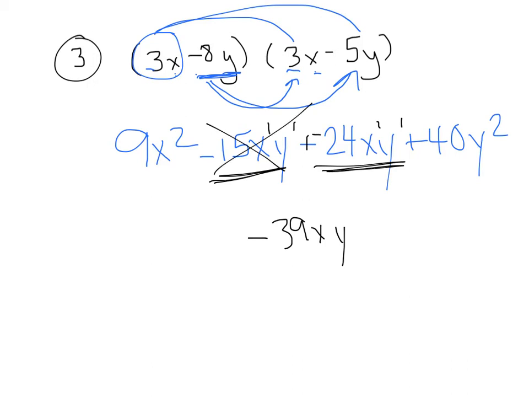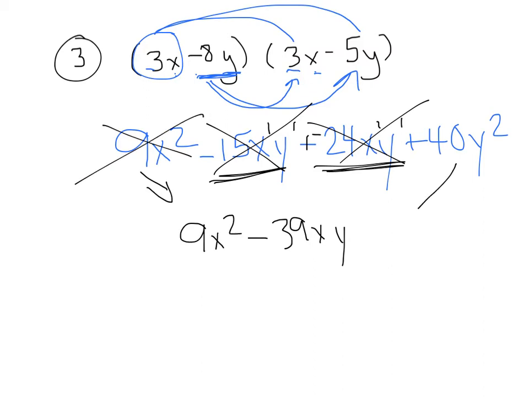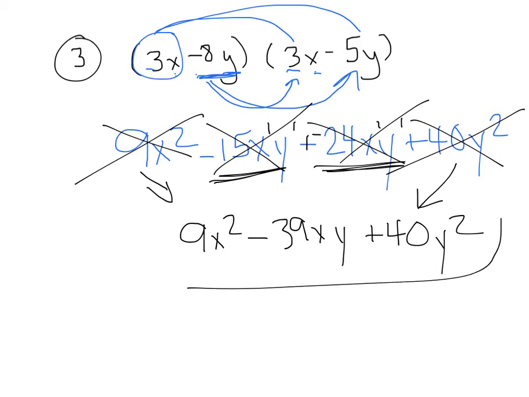So I'm done with these two terms. I'm going to just cross them out so I remember I'm done with them. My 9x squared is just going to come down to my answer because I don't have any more x squareds to combine it with. And then my plus 40y squared is just going to come down to my answer too because I don't have any more y squareds. So this is our answer for this one.